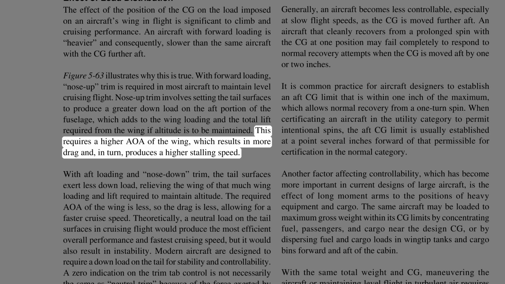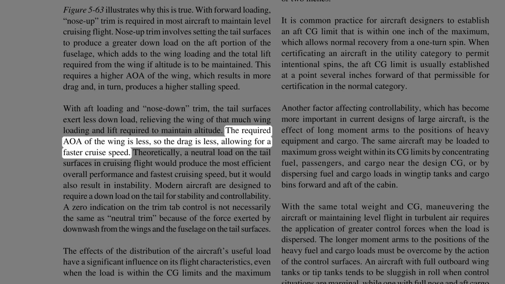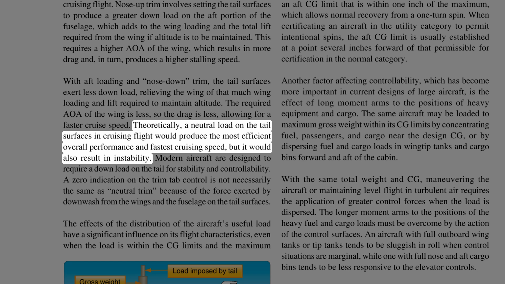This requires a higher AOA of the wing, which results in more drag and, in turn, produces a higher stalling speed. With aft loading and nose down trim, the tail surfaces exert less down load, relieving the wing of that much wing loading and lift required to maintain altitude. The required AOA of the wing is less, so the drag is less, allowing for a faster cruise speed. Theoretically, a neutral load on the tail surfaces in cruising flight would produce the most efficient overall performance and fastest cruising speed, but it would also result in instability.